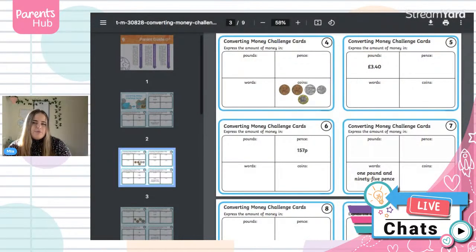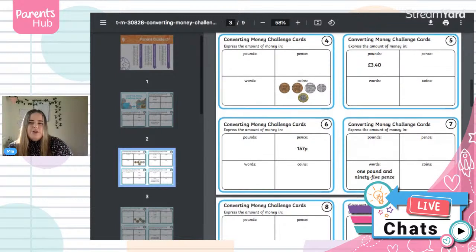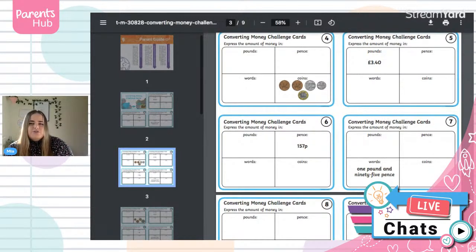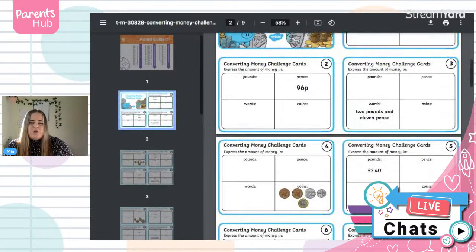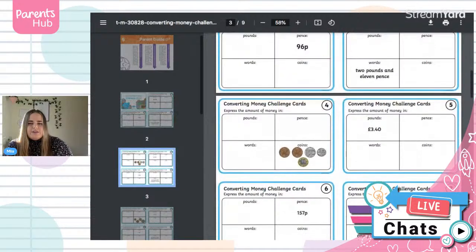You can print them out, cut them up, or you can have a go at making your own using a grid like this, where you ask your child to write something in pounds, pence, words and coins, and only give them 1 or 2 options there. So you could write £2.11, and then your child would need to write it in pounds. That's remembering the pound symbol, the pound sign, and the decimal notation, and then in pence as well, which would be 211 pence, and remembering that P for pence.